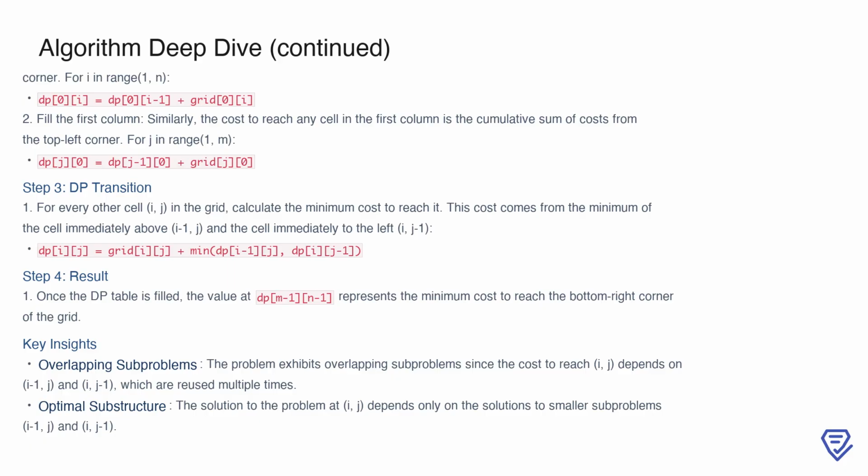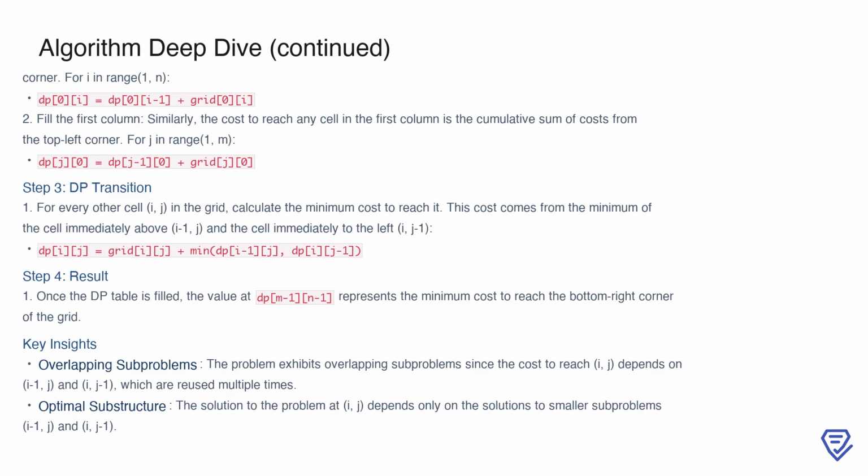Similarly, for the first column, the cost to reach any cell is the cumulative sum of costs from the top left corner downward. Here, each cell in the column is calculated as the sum of the current cell's cost and the cost of the cell directly above it. Once these base cases are handled, we move on to filling the rest of the DP table.